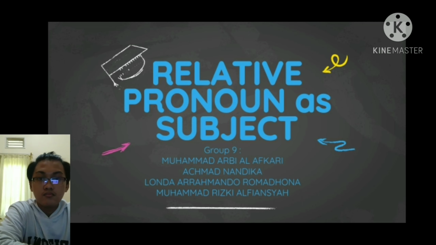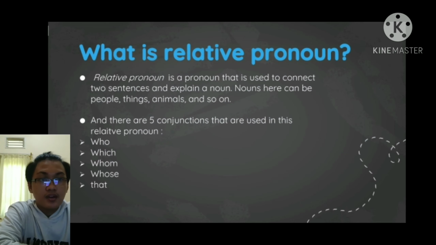Hello everyone, my name is Londa.A.R. Today I want to tell you about relative pronoun as subject. The first, what is relative pronoun? Relative pronoun is a pronoun that is used to connect two sentences and explain a noun. Nouns here can be people, things, animals, and so on. And there are 5 conjunctions that are used in relative pronouns. The first is who, second, which, third, whom, fourth, whose, and fifth, that.